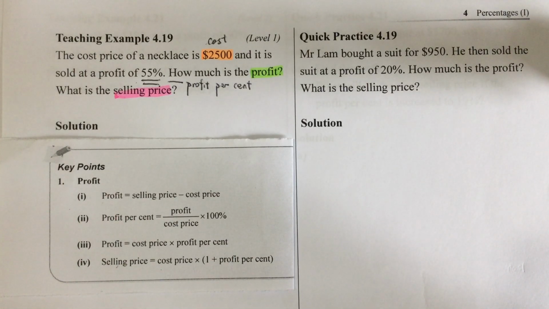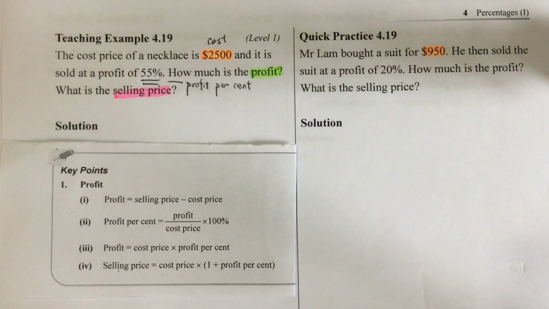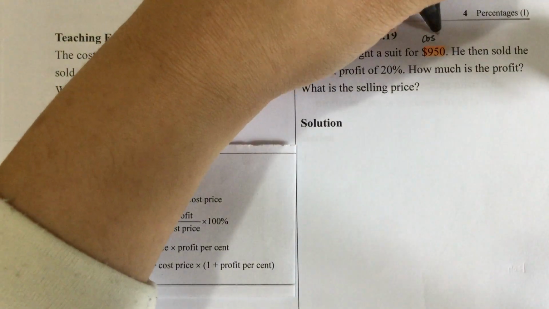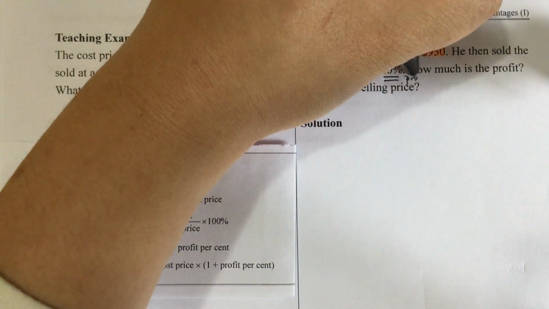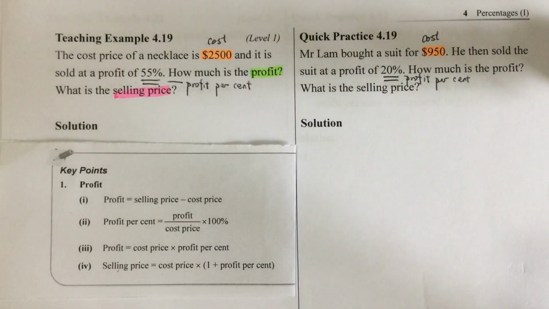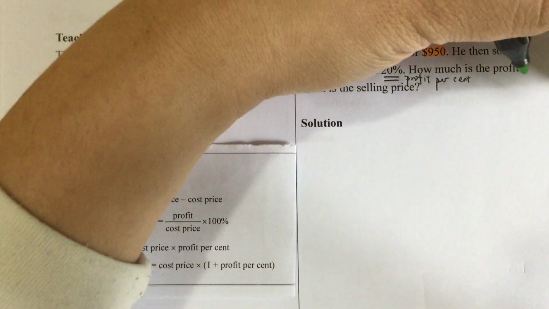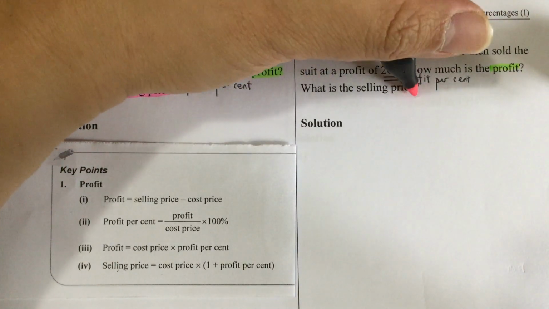Okay, Mr. Lam bought a suit for $950. So this one, obviously, is the cost. And then afterward, you have the profit percent, which is 20%. Okay, and now you are going to find the profit and also the selling price. So let's highlight it one by one. This is the profit you are going to calculate, and the other one you are going to calculate is the selling price. Okay, I'll give you 15 seconds once again.